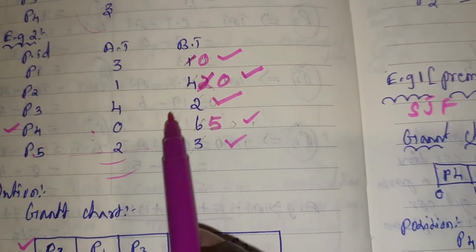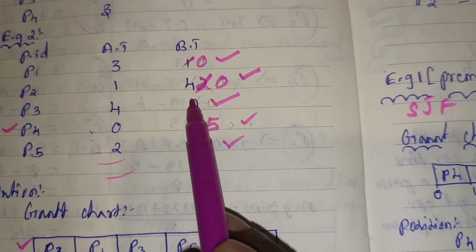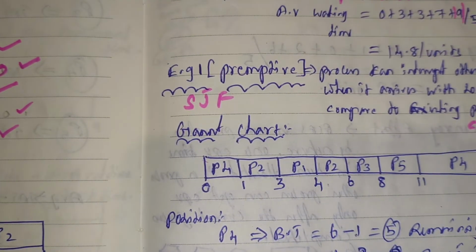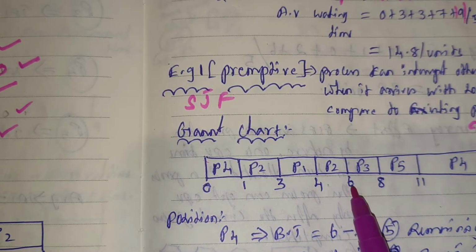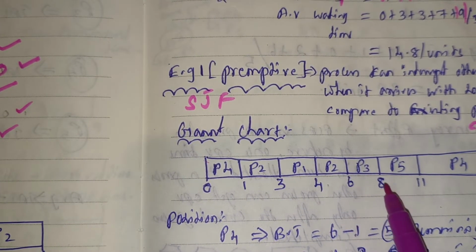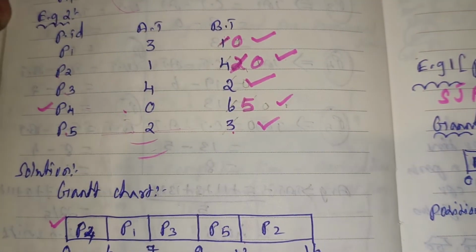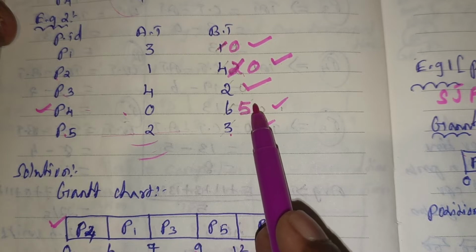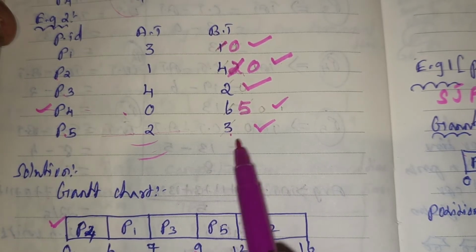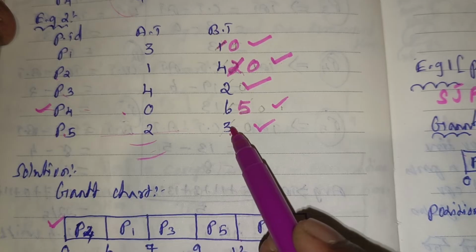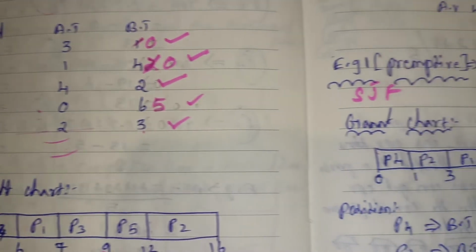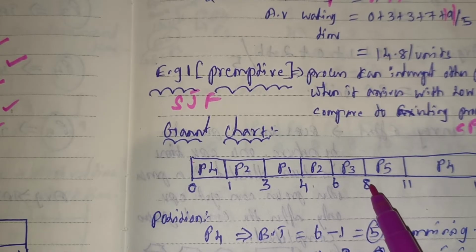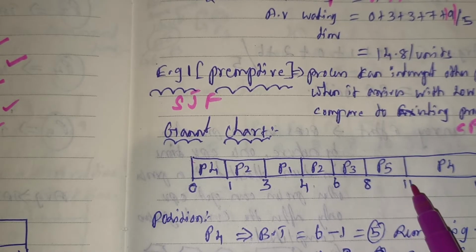Again, 2, 5, 3. So who is shorter here? Process 3 because the burst time is 2. So process 3 is coming inside. It is taking the CPU and it is running from 6 plus 2, that is 8. After that, who is coming inside? Process 4 has a burst time of 5 and process 5 has a burst time of 3. So which one is the shorter job here? Absolutely P5. So P5 is coming here. It takes the CPU from the timer at 8. 8 plus 3, that is 11.